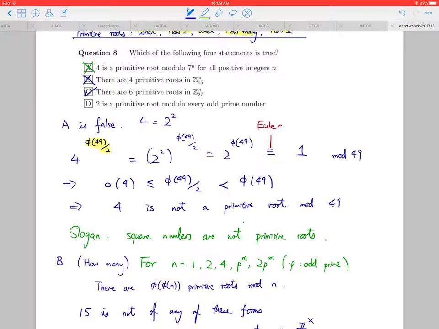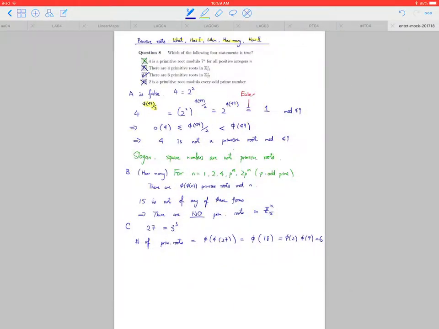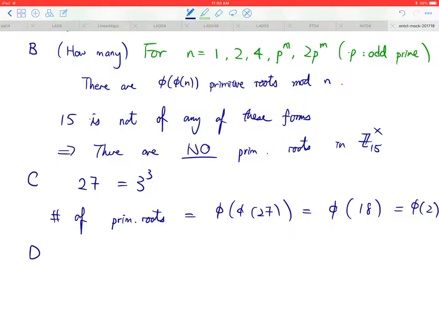Okay. Although we have identified the answer already, but let us look at statement D anyway. It says that 2 is a primitive root modulo every single odd prime number. This is clearly false, okay? Because we mentioned a trick in the tutorial, right? That is, if p is congruent to plus or minus 1 mod 8, p is a prime that is congruent to plus or minus 1 mod 8, then 2 is not a primitive root mod p.